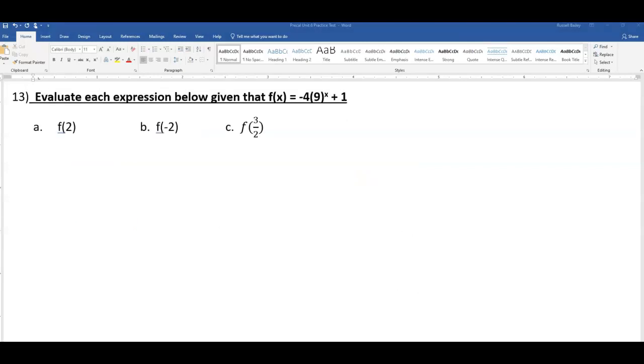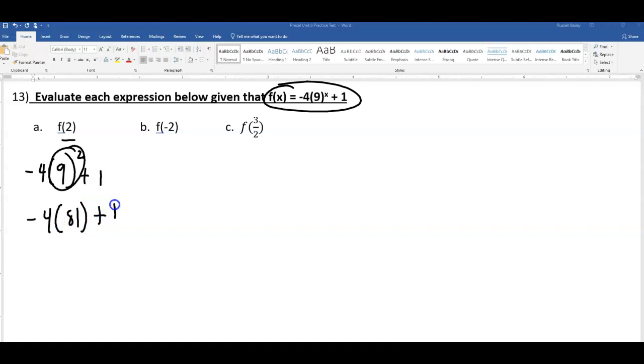All right, number 13, we want to evaluate. Basically what this means is we're going to take this function up here and plug these numbers in. So for part A, we're going to have negative 4 times 9 to the power of 2 plus 1. You just have to remember your order of operations. So 9 to the 2nd power is 81. After exponents comes multiplication, so I believe that will be negative 324. And if we add those together, we get negative 323. Final answer.